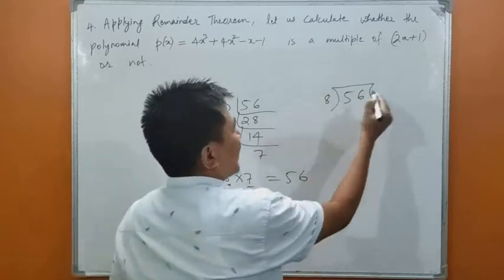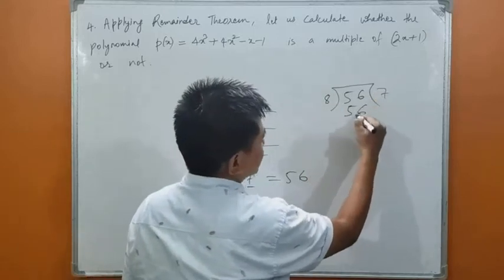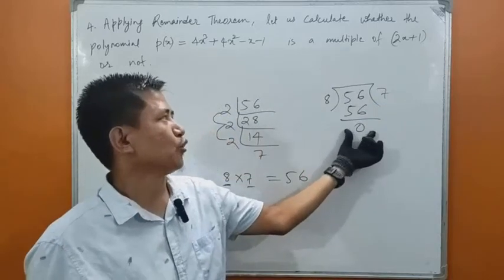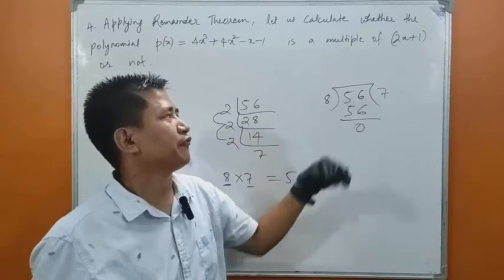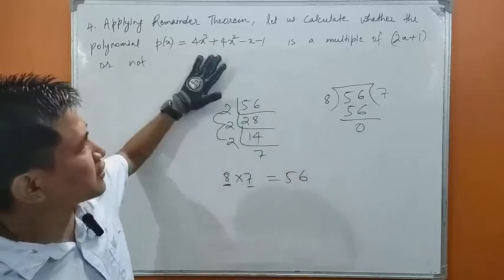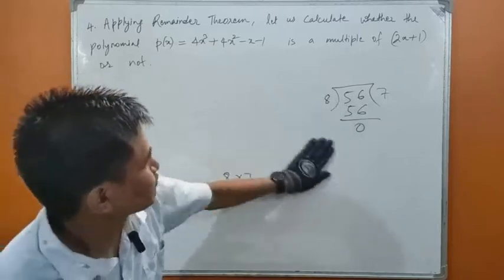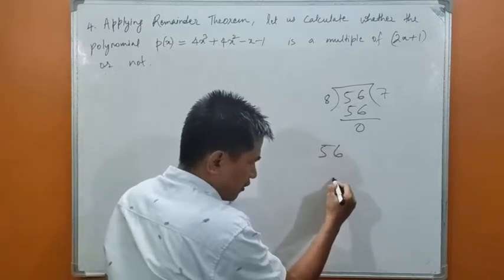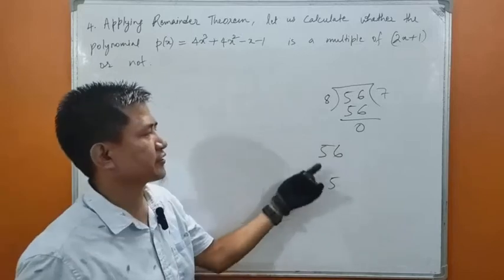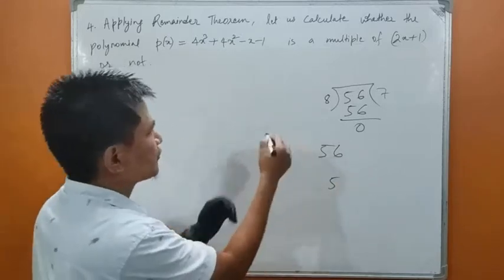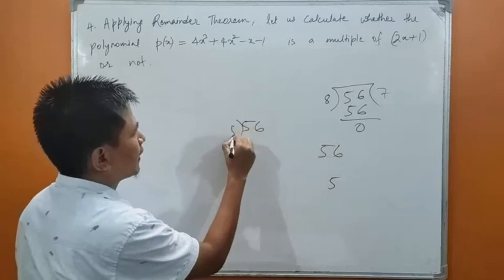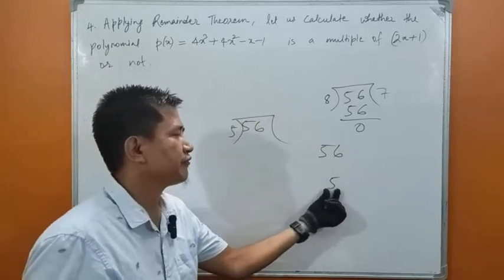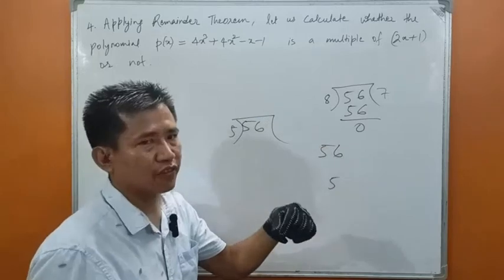8 7s are 56, isn't it? So the remainder here is 0. Since the remainder comes 0, 8 is a multiple of 56. We do not do it by the other method. This is very, very simple. Suppose I ask you whether number 5 is a multiple of 56 or not. First, let us divide 56 by 5 and check whether the remainder comes 0 or not, and then we will be able to say whether 5 is a multiple of 56 or not.